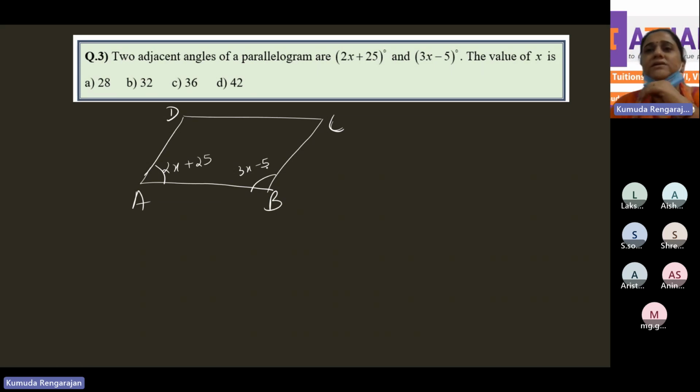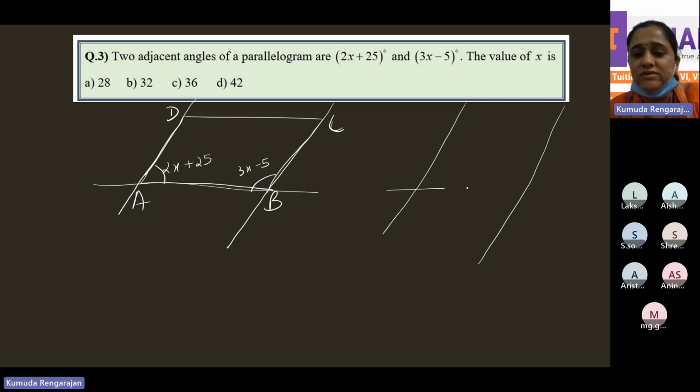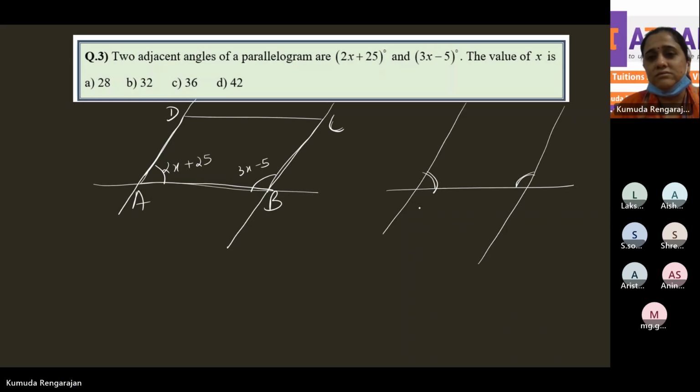Now what is the property? In a parallelogram, adjacent angles are supplementary. Why? Because see here, parallel lines, transversal. These angles are co-interior angles, so they're supplementary.